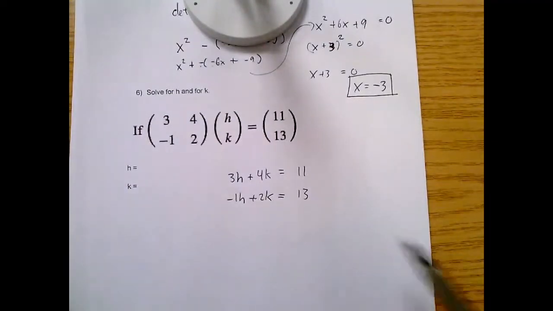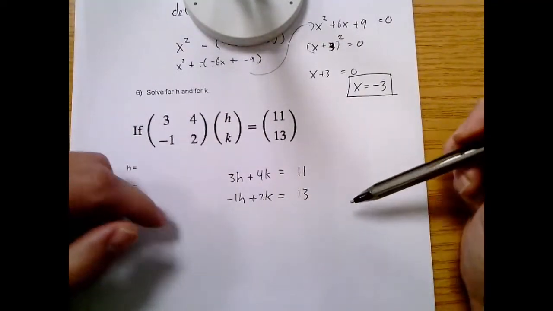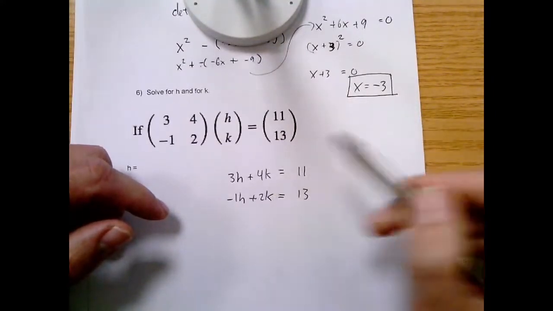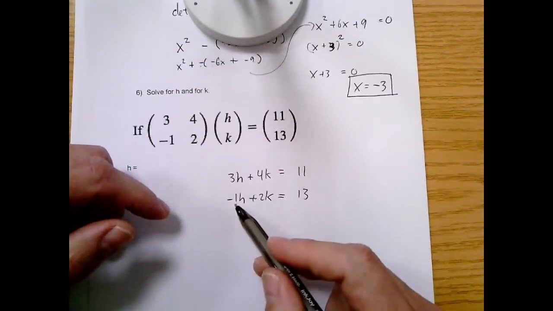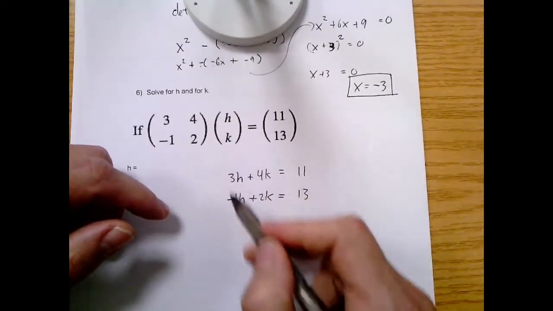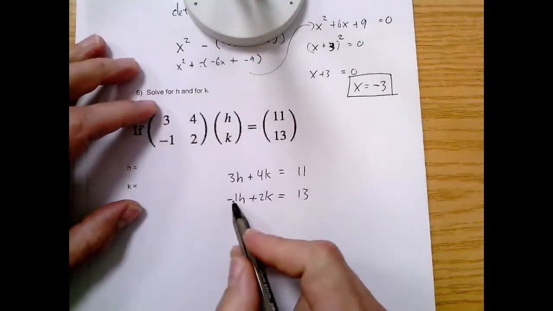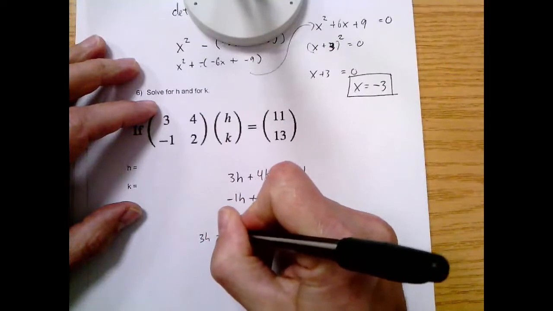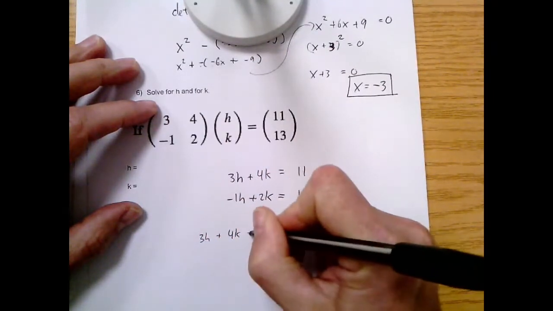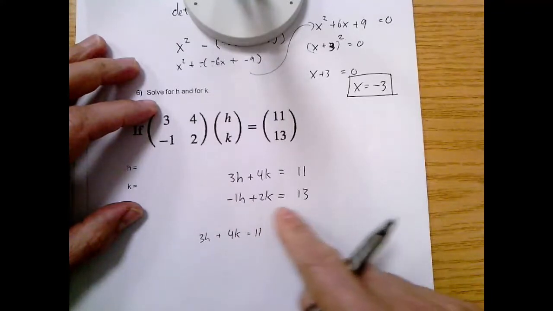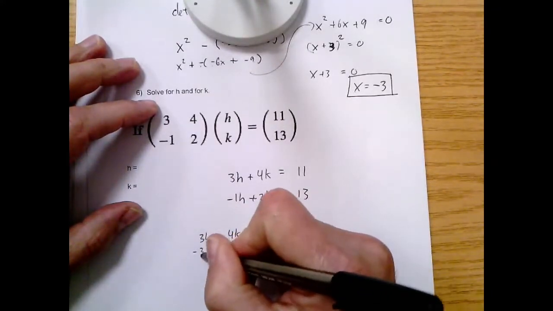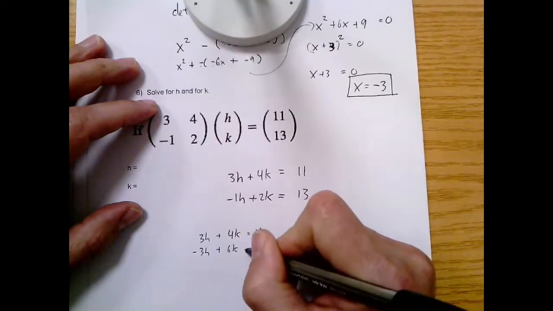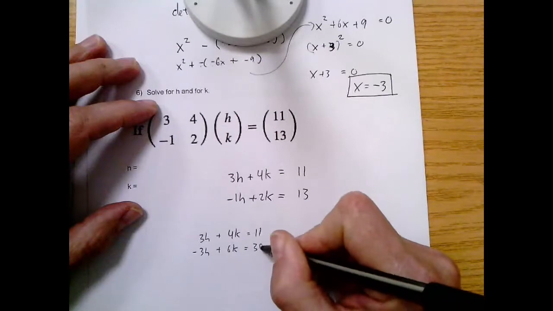Okay, so now we've got two simultaneous equations. We could solve this a whole bunch of different ways. We could isolate h and substitute back in. But in this case, I think it may be easier to multiply every term down here by 3 and do some elimination. I'll rewrite the top one first: 3h plus 4k is 11. Multiplying all of these by 3, I would get negative 3h plus 6k equals 39.